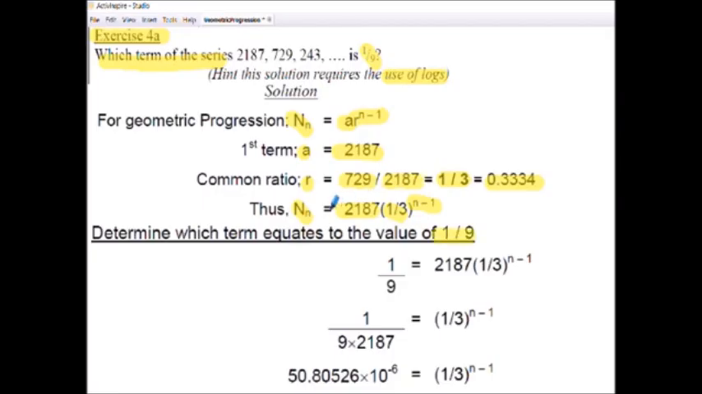So on the left hand side of the equation for the nth term, I put the 1 upon 9. So 1 upon 9 is equal to 2187 times my third raised to the power of n minus 1. And I'm trying to find little n. On the next line I've just divided both sides by the 2187. And on the next line I've just simply worked out the value of 1 divided by 9 divided by 2187 to give me this number here.